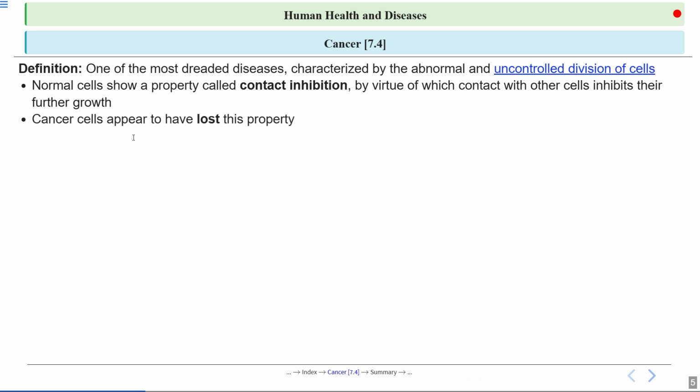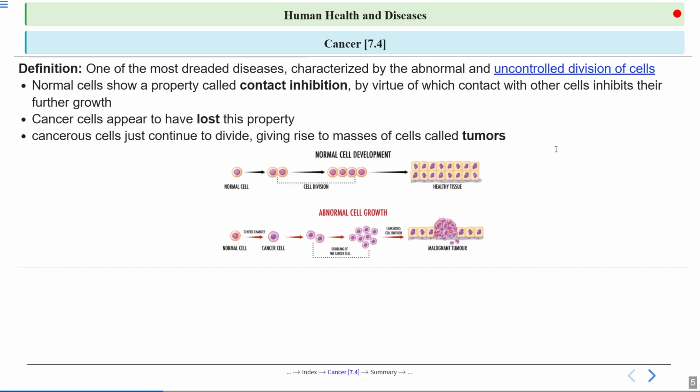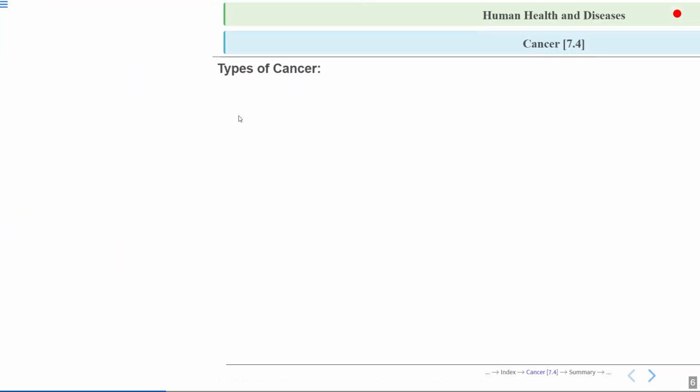Now, cancer cells appear to have lost this property. Which property? Contact inhibition. That's why they keep on dividing. As a result of losing this ability of contact inhibition, cancer cells continue to grow and pile up on top of one another, forming masses known as tumors. Here you can see a diagram showing the difference between normal cells and cancer cells. Notice how the normal cells are organized and stop growing when they touch each other, while the cancer cells keep piling up, forming a tumor.